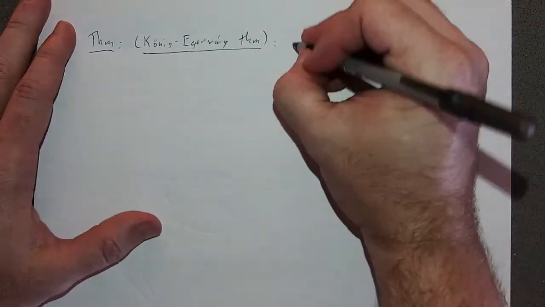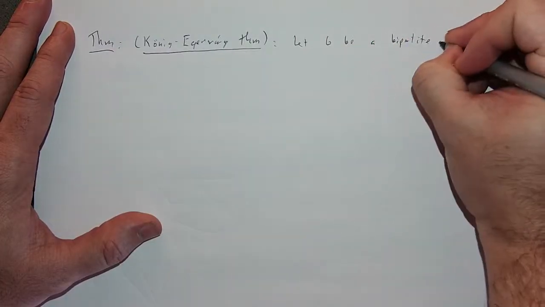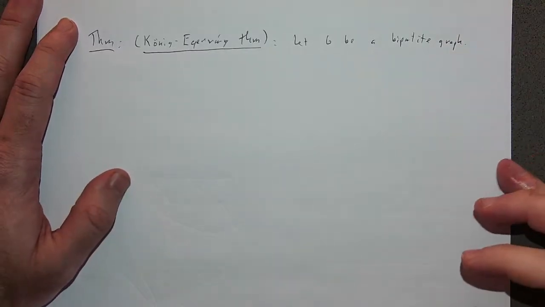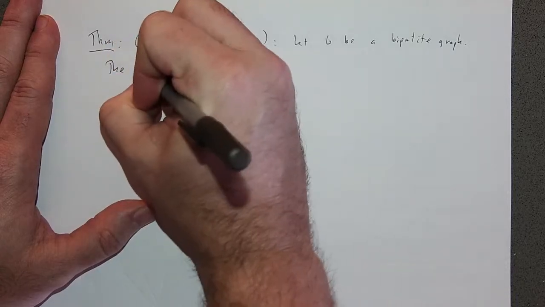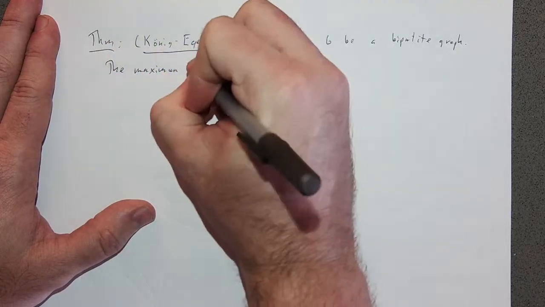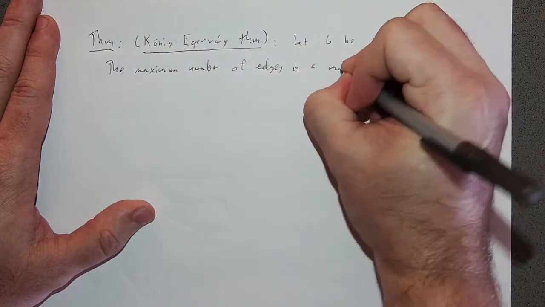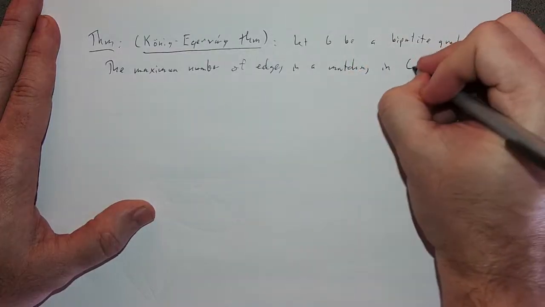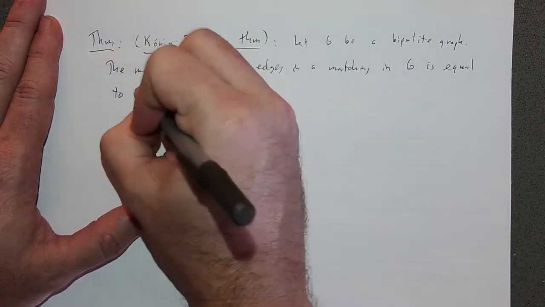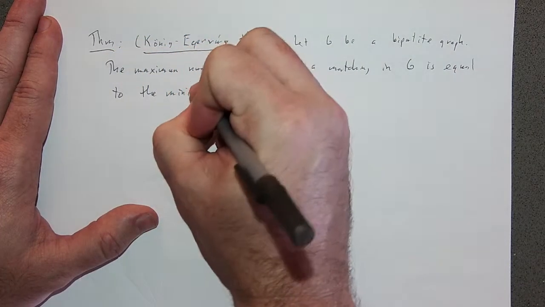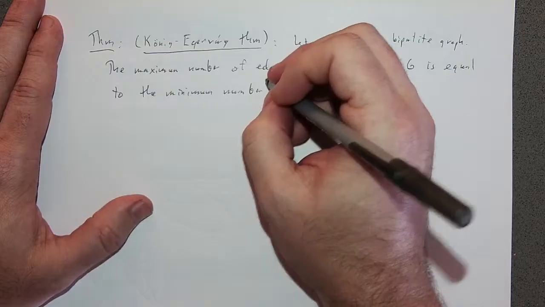which says let G be a bipartite graph. The maximum number of edges in a matching in G is equal to the minimum number of vertices in an edge cover of G.